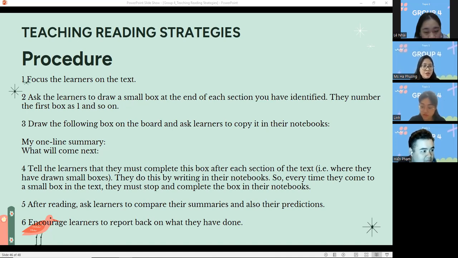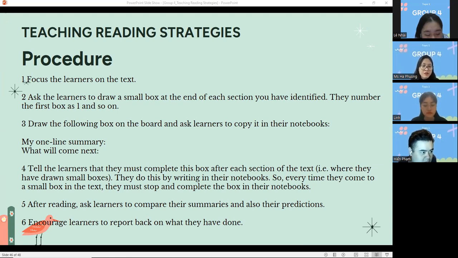then the teacher asks the learners to draw a small box at the end of each section they have identified. They number the first box 1 and so on. Next, the teacher draws the following box on the board and asks learners to copy it in their notebooks. The first one is my one-line summary and the second one is what will come next. So students need to guess what they will learn next from the text and guess the content of the next reading part.